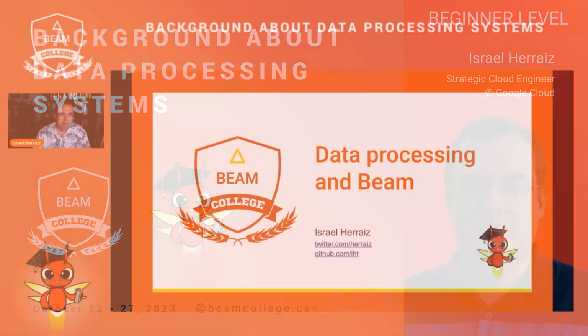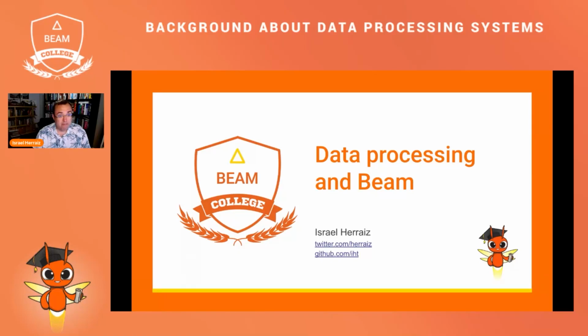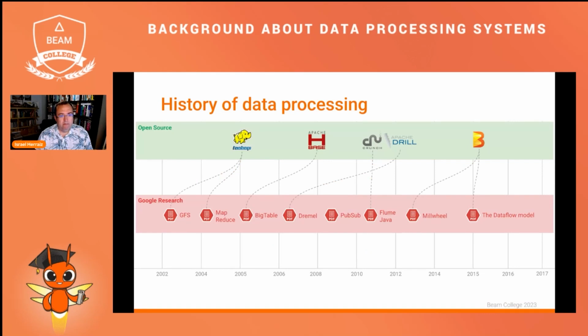So we are gonna be talking about where Apache Beam is coming from. So where all these data processing systems are coming from, how they evolve, and how Apache Beam is new and different. Here we see all the papers coming from Google Research about data processing, from the first ones about the Google file system, MapReduce, and other data technologies, ending up in Apache Beam that was born in 2015.